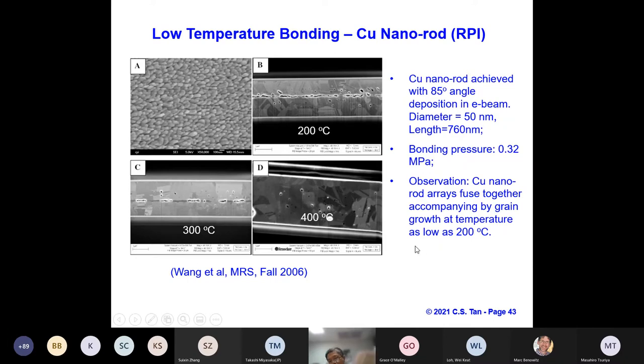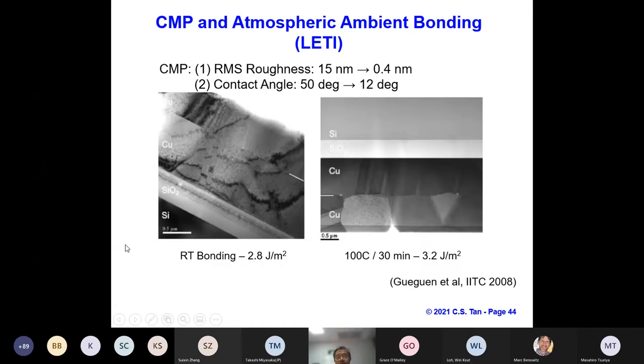All right, so you manage to reduce the bonding temperature, but the void is something that you have to worry about. But that tells us a very important message that if you can enhance the surface area, then interdiffusion can be enhanced and therefore you can achieve bonding more easily. This is actually a published work, and I believe this is also proprietary work from CEA Leti.